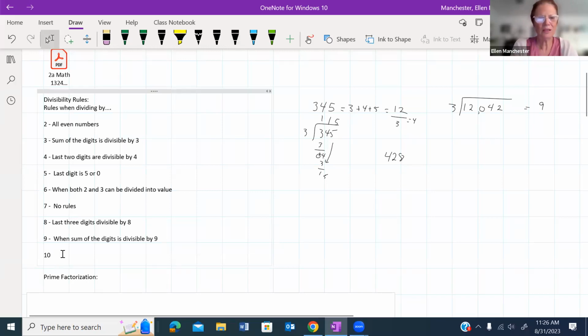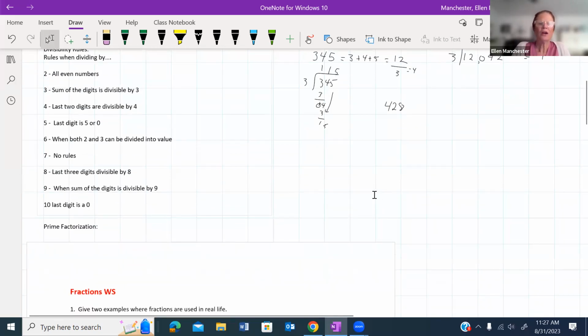And then the last one is the last digit is a 0. Right, so we know that 10 can go into it when the last digit is 0. Okay, so where does this come into play? So there's something called prime factorization, and prime factorization is just a way to break this value up so that I have all the prime numbers that when I multiply those prime numbers together, I'm going to get the 345. Okay, so I can use these divisibility rules to break this up really quickly.